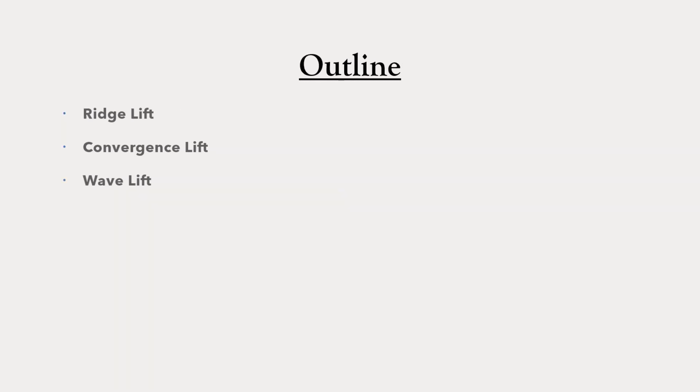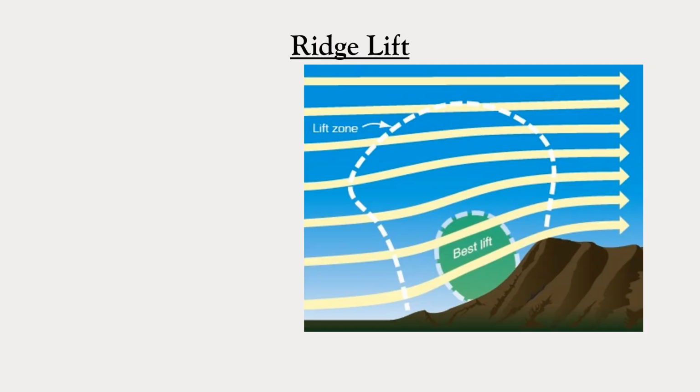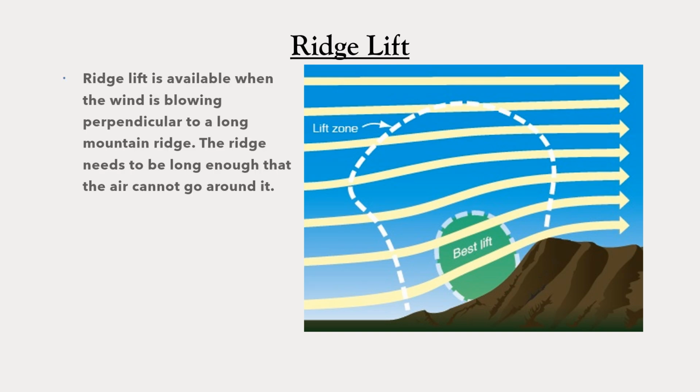So today's lesson we'll talk about ridge lift, convergence lift, and wave lift. Ridge lift happens when wind blows up a slope. It's best when the wind is perpendicular to the slope and when you have a long mountain ridge, so that there's quite a bit of distance that you can fly where the ridge lift will be present.